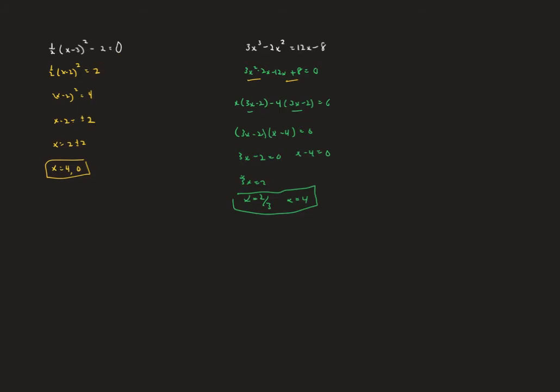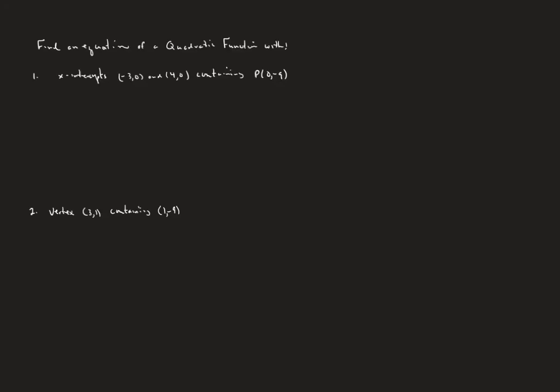Let's go to another panel here. We have a few problems where we get some information and we're going to try to come up with the quadratic function. So the first one, since we're given the x-intercepts, we should be thinking about starting with our factored form. So the x-intercepts are going to give us those values of r and s.